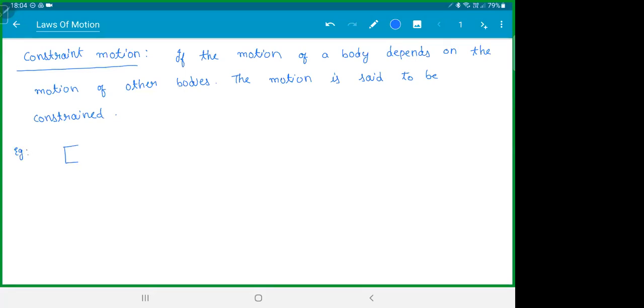Example, let's say we have a block A here going with some 5 meters per second. And if you take a block B here, the speed of B can be anything. B and A have no relation to each other. Speed of A can be anything. So basically the motion of A here is independent of B. So basically we said it's not constrained.